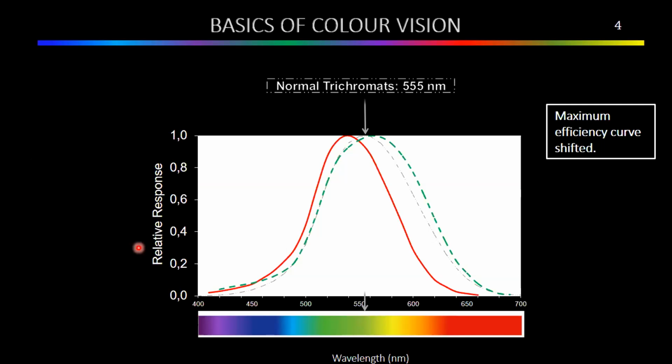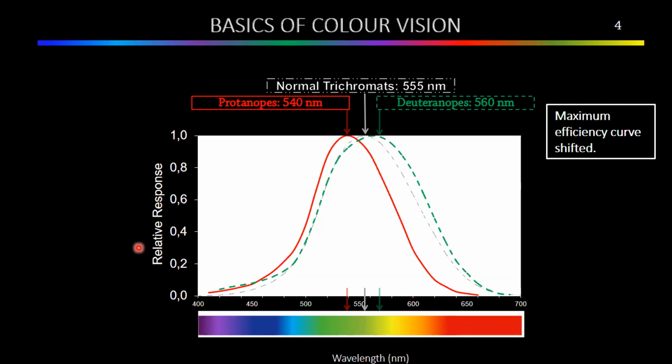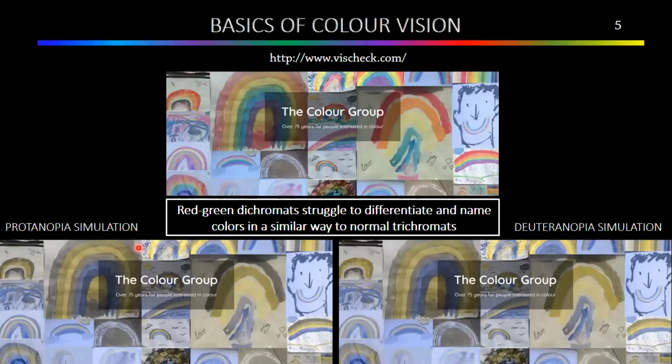So in the case of the maximum efficiency function, the lambda max, normal trichromats have the maximum on this point here, 555 nanometers. And in the case of red-green dichromats, this is displaced towards shorter wavelengths, as it is for protanopes, or towards longer wavelengths, as it is for deuteranopes.